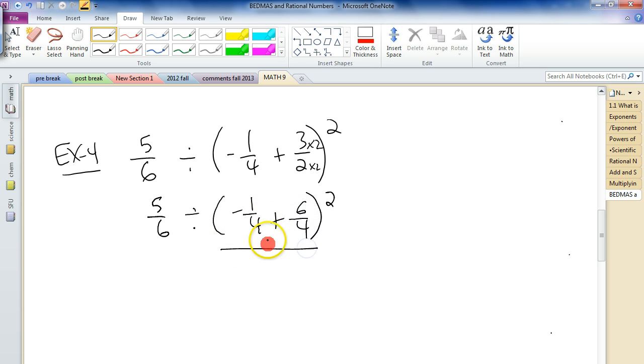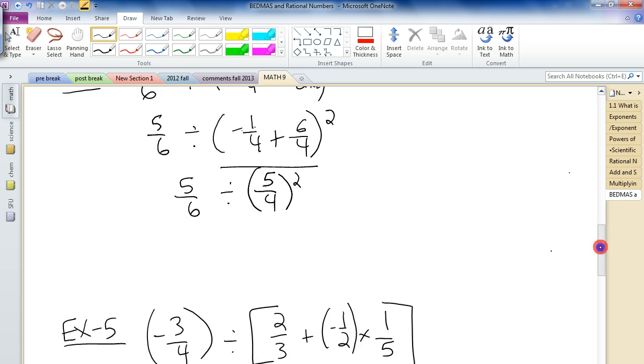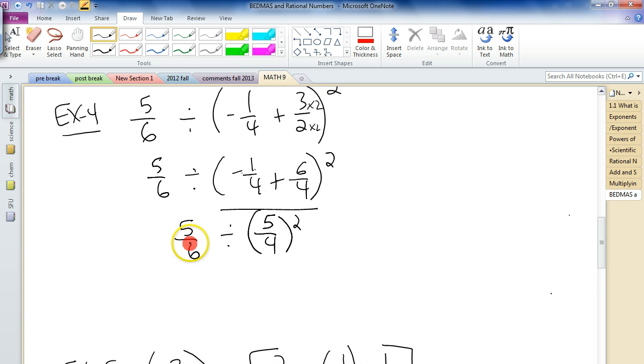Here is what we do next. And negative 1 plus 6. You're down 1, you're up 6. You're up 5 over 4. That's all squared. Divided by 5/6. Now, what are we going to do? Well, we don't do the dividing.